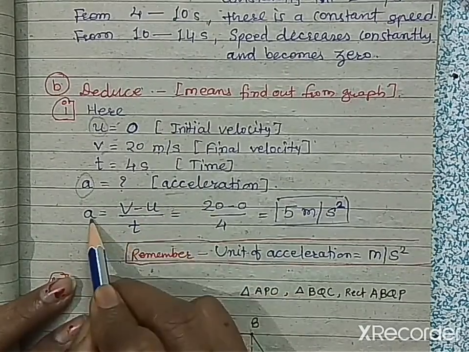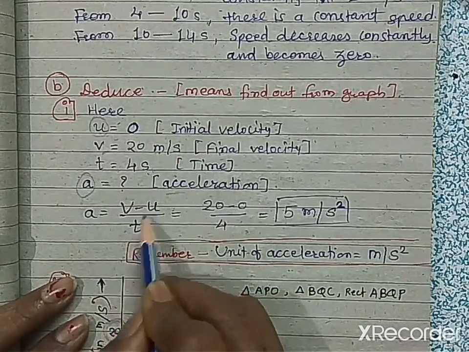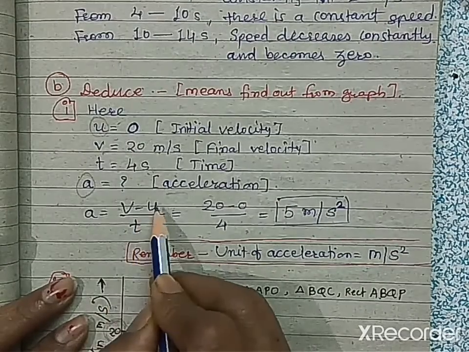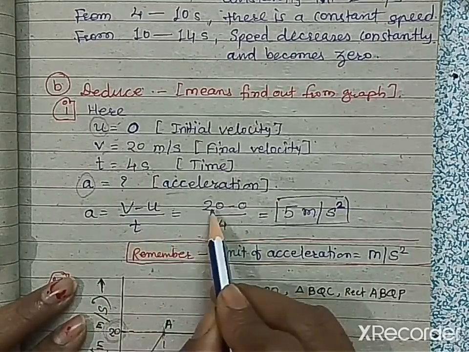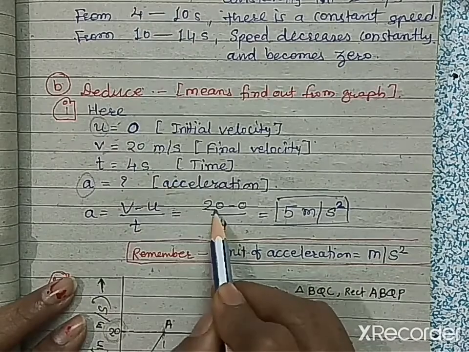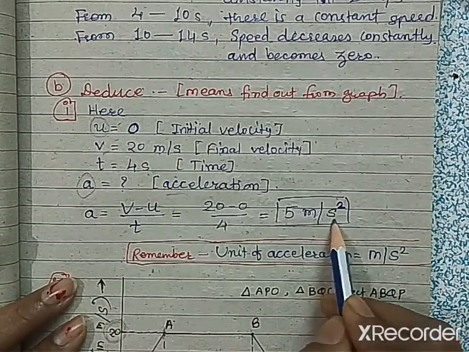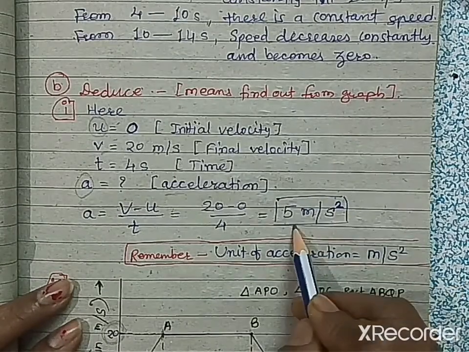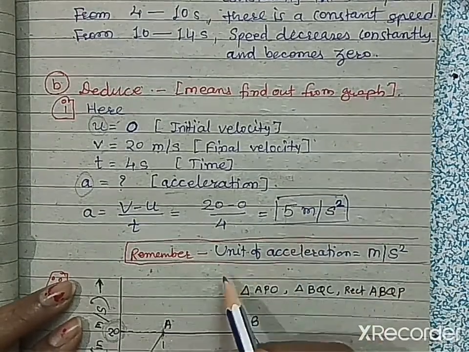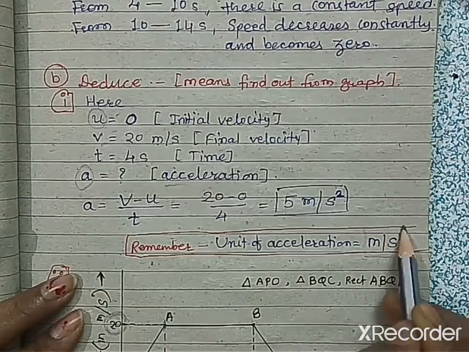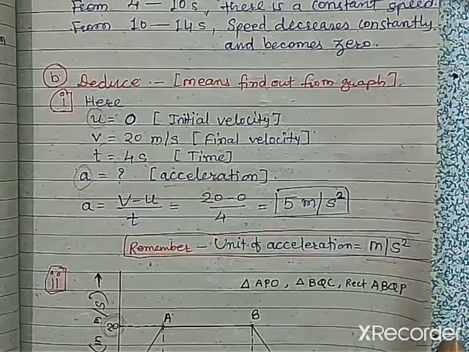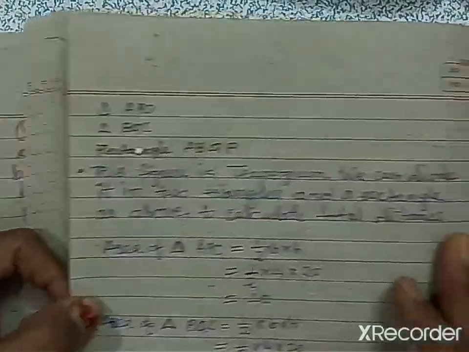So the acceleration formula is (v minus u) upon t, final velocity minus initial velocity divided by time. So final velocity is 20 meter per second minus 0, upon 4, it is 5 meter per second square. Okay, so this is the acceleration. Remember, the unit of acceleration is meter per second square. Then the next question is, we have to find the total distance traveled.